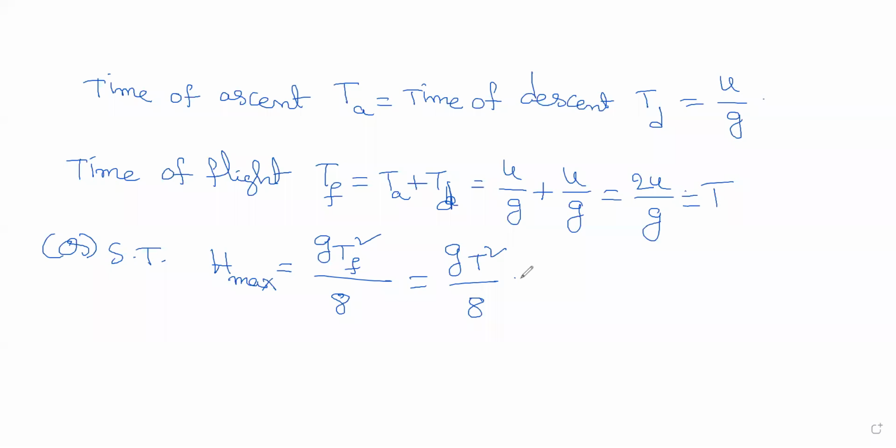Clear? Clear, sir. Good. Now let's see the question. Show that H max is equal to gt square by 8 if t is time of flight.